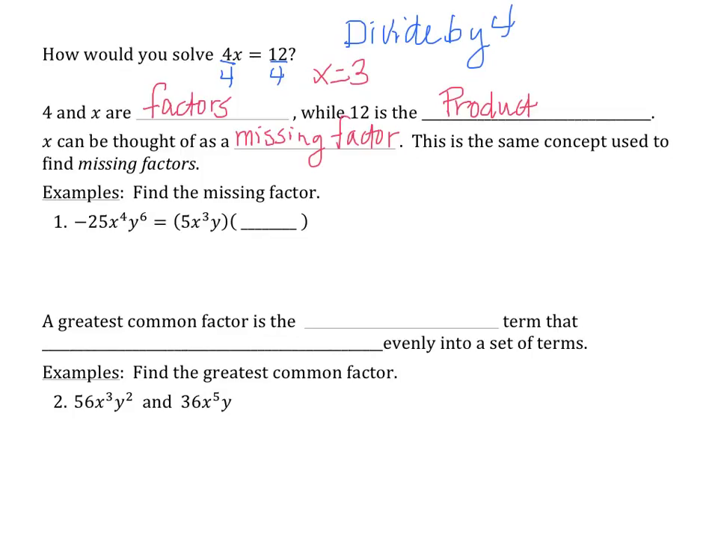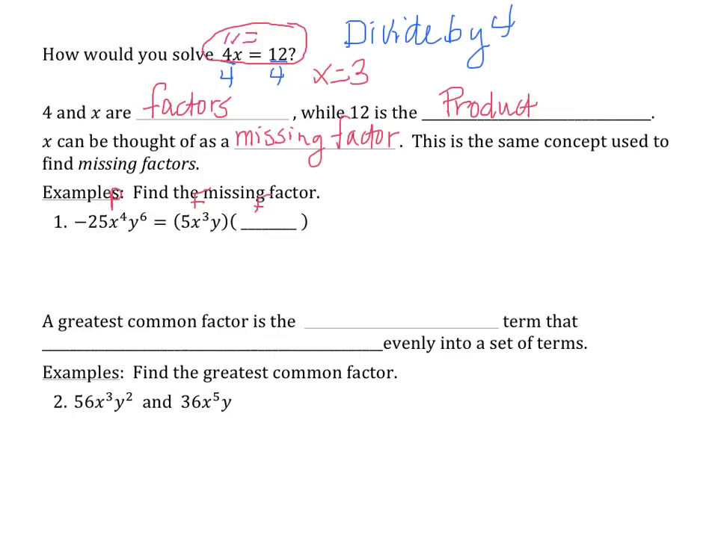Alright, so in the first example we have find the missing factor. So we have negative 25 x to the 4th y to the 6th equals 5x to the 3rd y times something. So we can think of that like this problem here. We have a factor times another factor, and it equals that product. Well, in this example right here, we have the factor of 5x to the 3rd y times another factor here that we don't know, and it's going to equal the product right here.